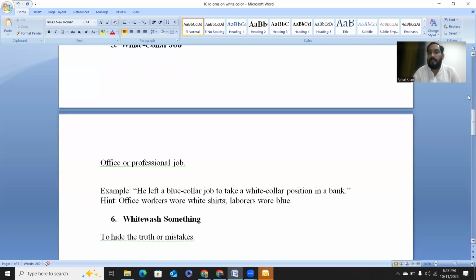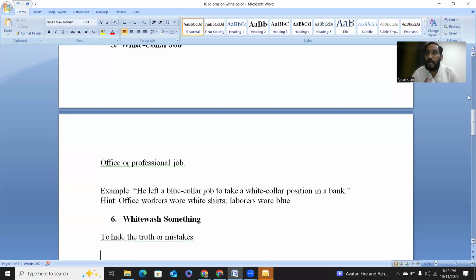So an example is, he left a blue collar job to take a white collar position in a bank. A white collar job is actually the opposite of a blue collar job. A blue collar job is a job where you are in the position of a laborer. You are not an official, you are not in an official position, you are not a professional. You are working as an unskilled laborer, paid a very meager amount, very few pennies for long hours of work.